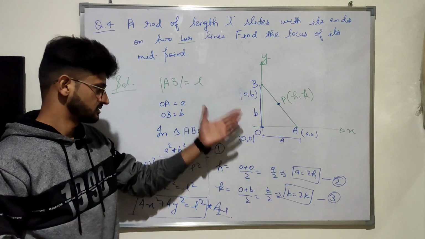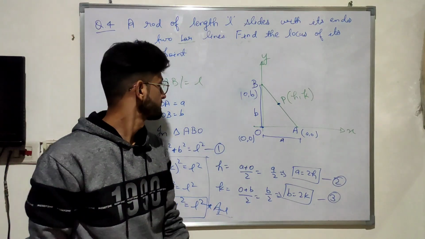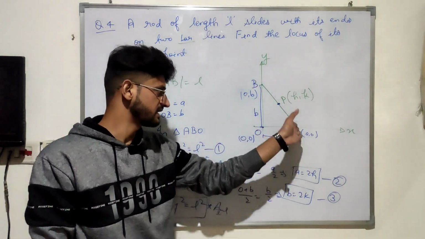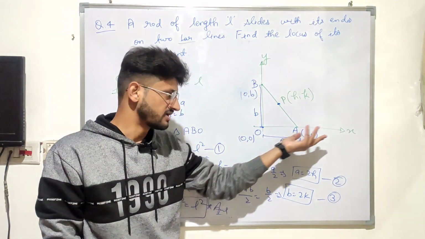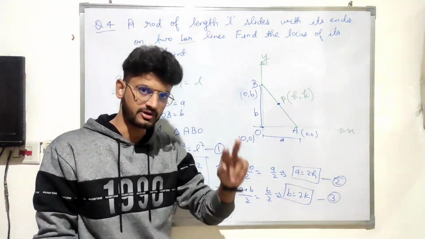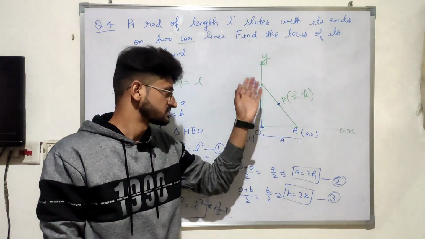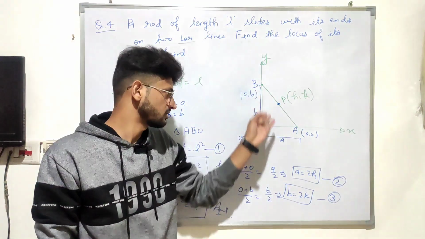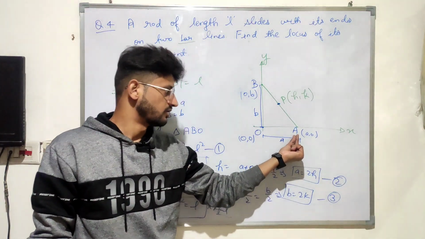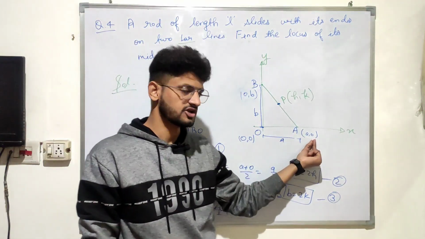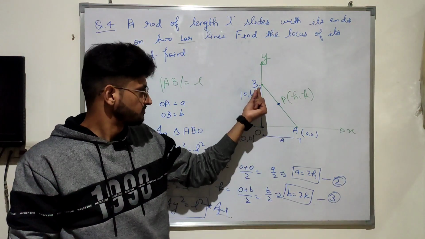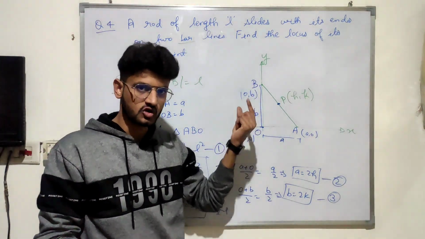So let me summarize this solution. We have been given the length of AB as L. It is sliding between two perpendicular lines. So we have taken the x-axis and y-axis to be the two perpendicular lines, and the rod AB is sliding between these two perpendicular lines. Its ends are on the two perpendicular lines itself. Let's say on the x-axis this end is A with coordinates A comma 0. These coordinates we have taken by ourselves. For point B, we have taken the coordinates to be 0, B.